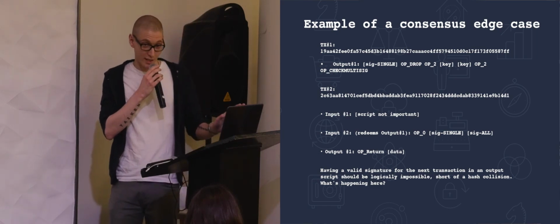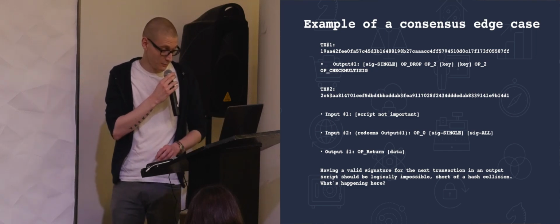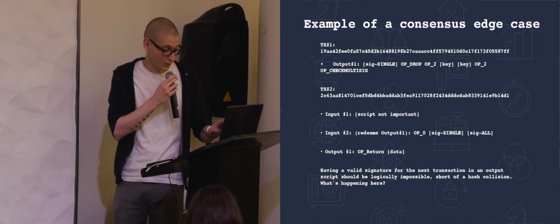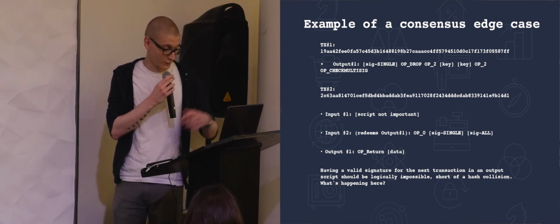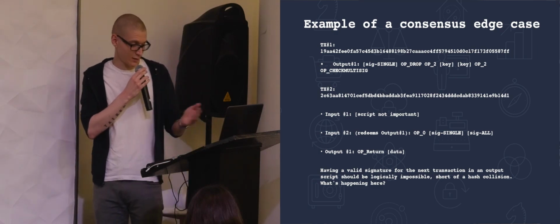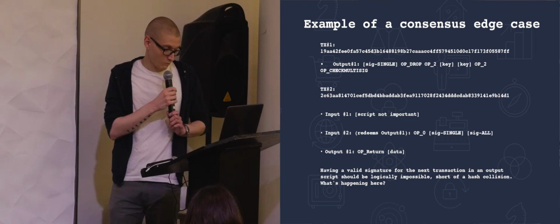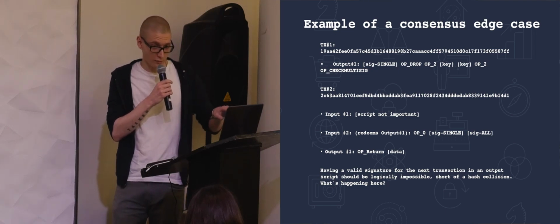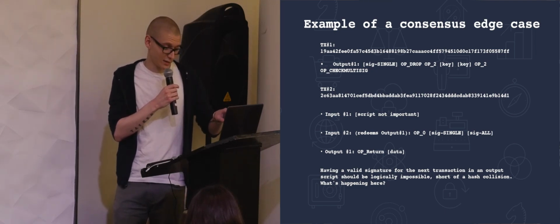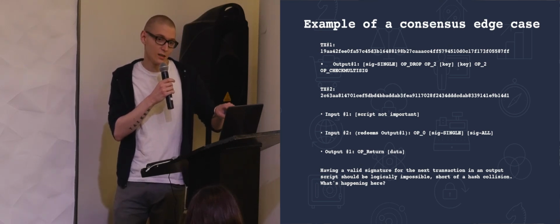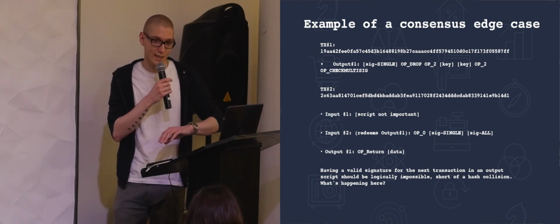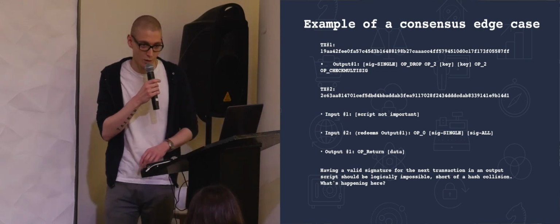And then the transaction that redeems from it, transaction 2, input 2, is redeeming from output 1 of transaction 1. And that just looks like a regular multi-sig input. But if we go back and look at output 1 from transaction 1, we notice that there's a signature in it. And if you look at it closely, that signature is actually valid. So we have a valid signature for the next transaction in the previous transaction output.